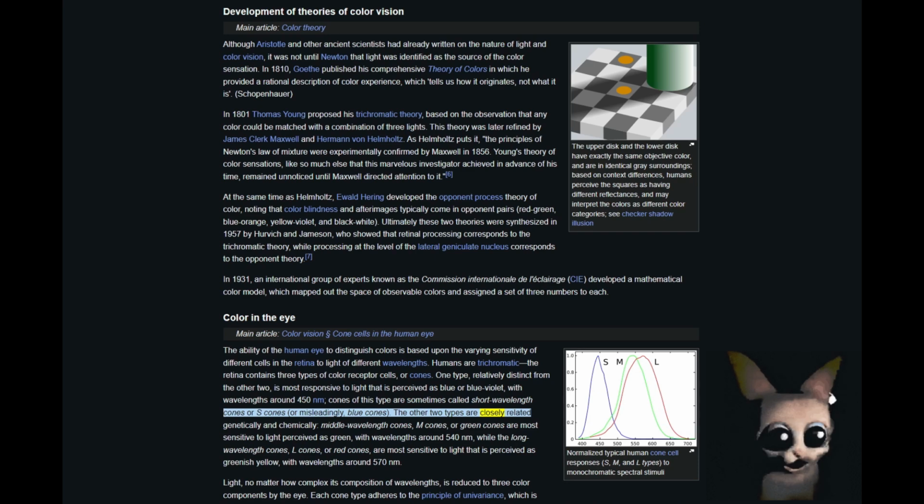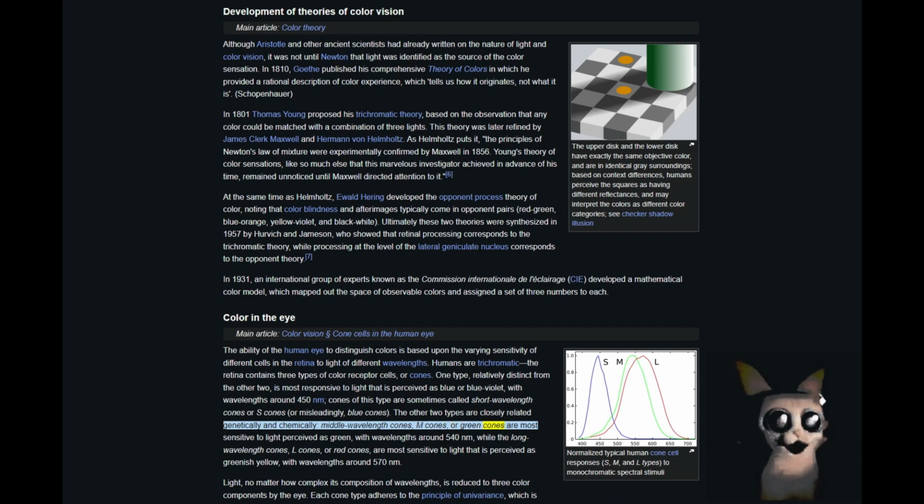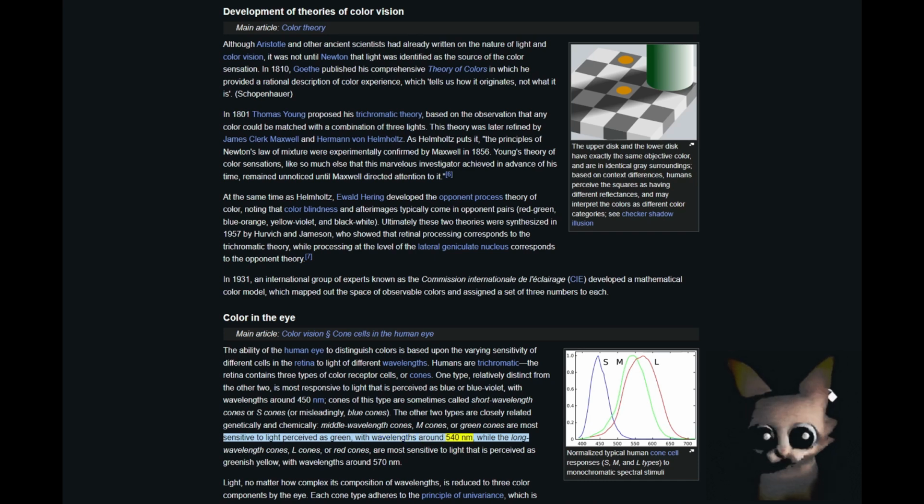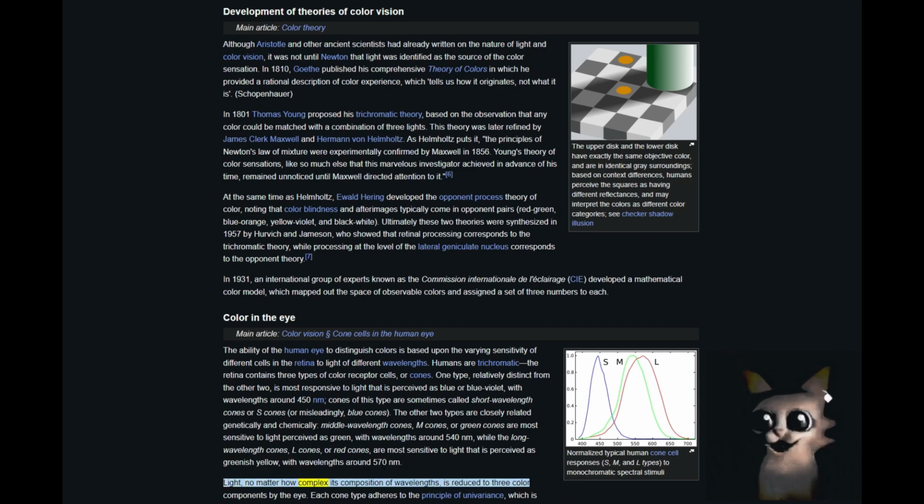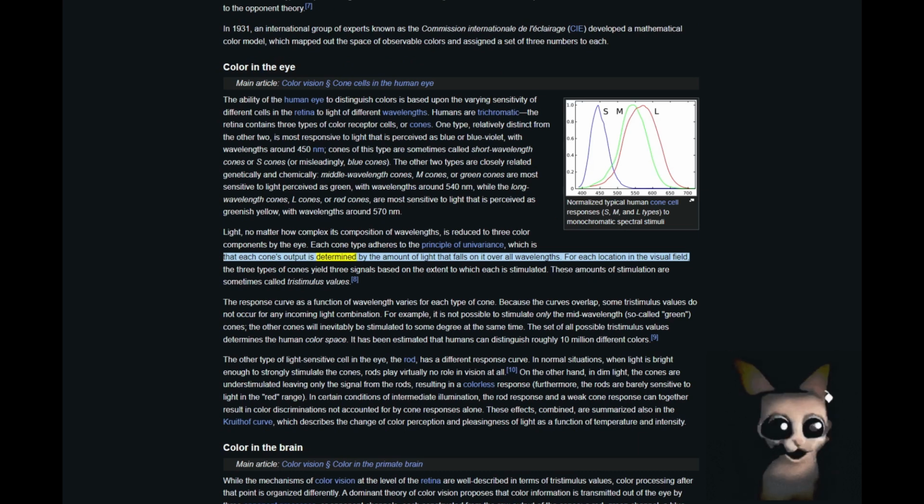The other 2 types are closely related genetically and chemically. Middle wavelength cones, M-cones, or green cones are most sensitive to light perceived as green, with wavelengths around 540 nanometers, while the long wavelength cones, L-cones, or red cones, are most sensitive to light that is perceived as greenish-yellow, with wavelengths around 570 nanometers. Light, no matter how complex its composition of wavelengths, is reduced to 3 color components by the eye. Each cone type adheres to the principle of univariance, which is that each cone's output is determined by the amount of light that falls on it over all wavelengths.